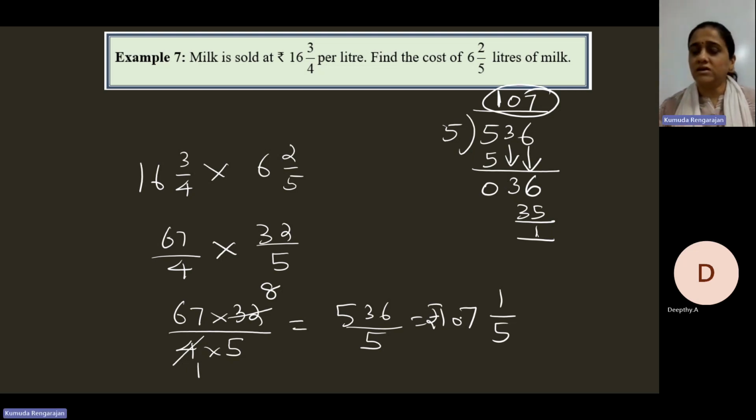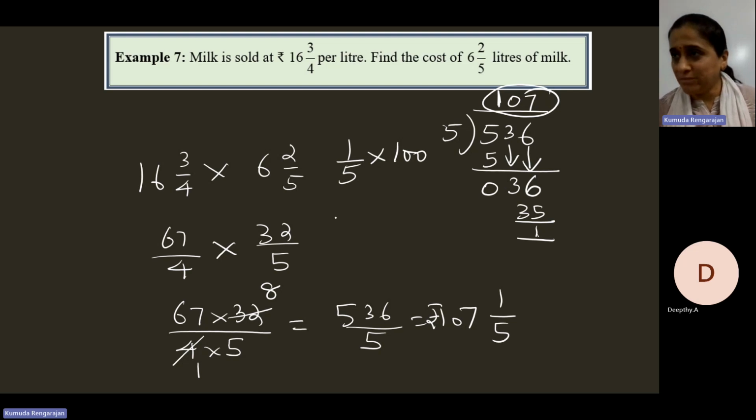The cost is a little more than 107 rupees. Now, if you have to pay the milkman, how will you pay? 107 rupees, you understand. But what is this 1/5? How will you give him? What is the value of 1/5? So multiply 1/5 by 100, because 1 rupee is 100 paise, right? 1 rupee is 100 paise.